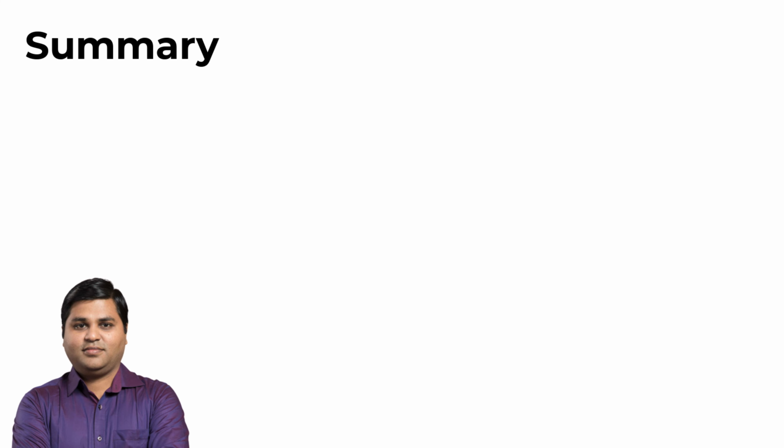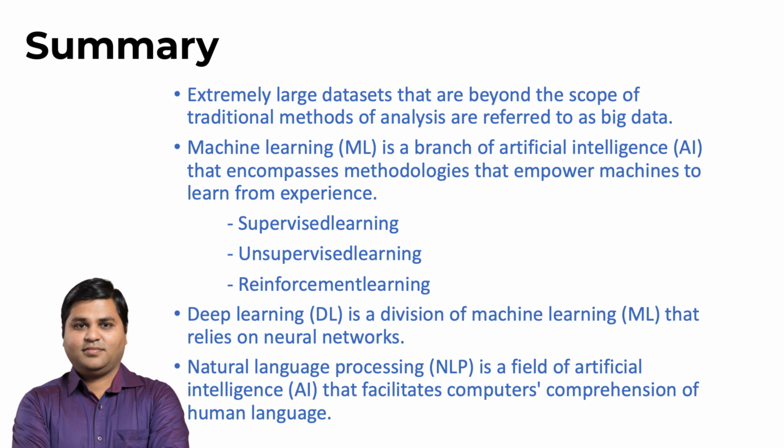Summary: we're almost done with this module. Let's recap the important parts. We started by talking about big data, which is when there's so much information that we can't analyze it in traditional ways. This is where AI comes in. Then, we learned about machine learning, which is a way for machines to learn from experience. It's a part of AI.